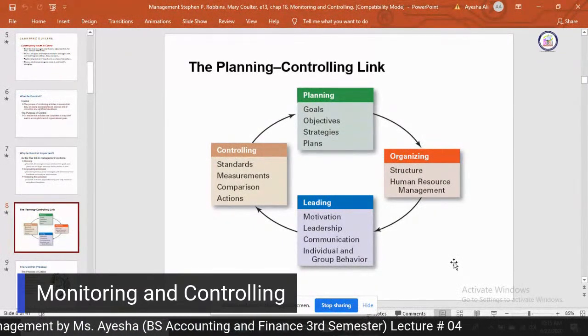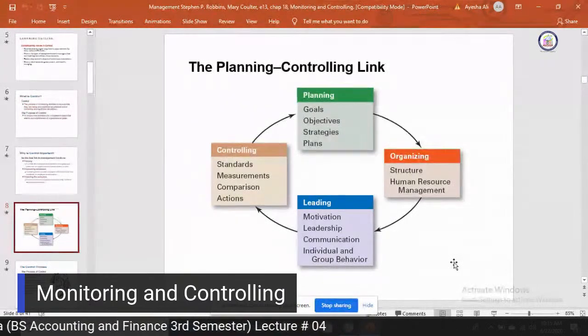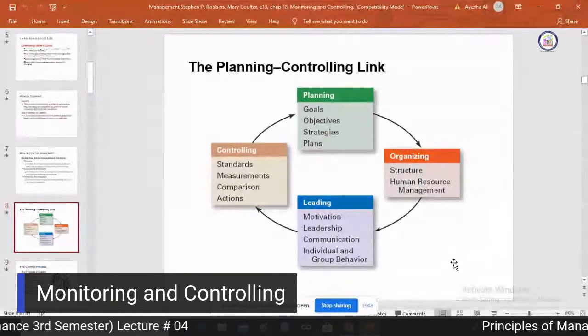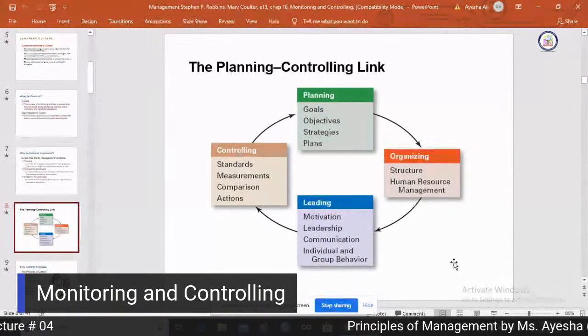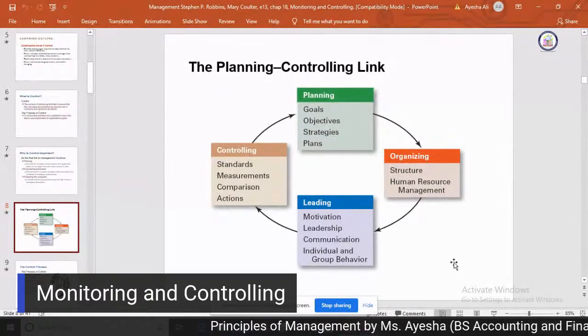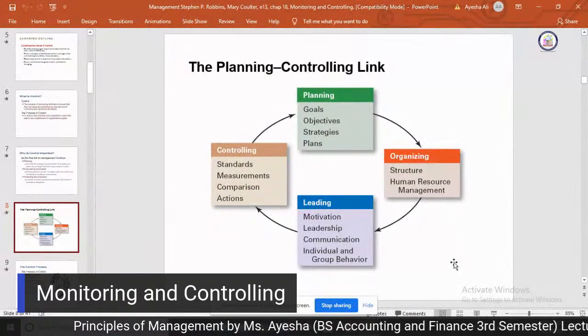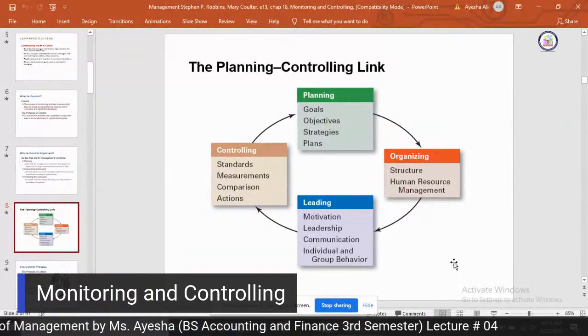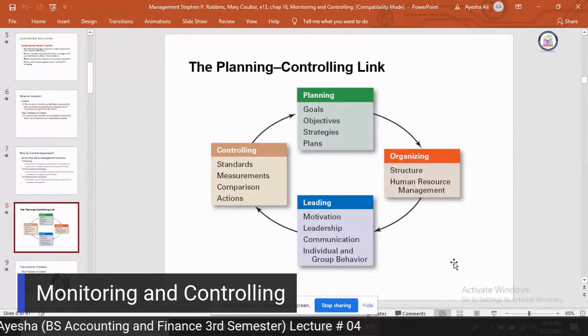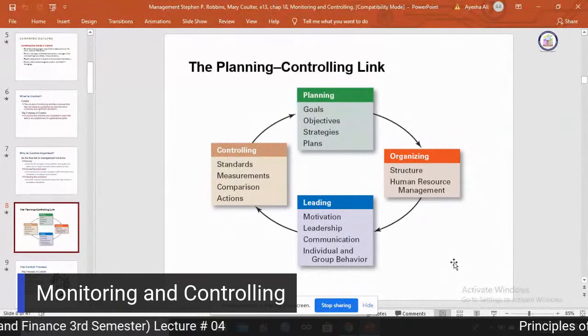Then we have organizing. In organizing, we structure our plan, our goal, and our objective: how we are going to achieve this target, this goal, this desired outcome.